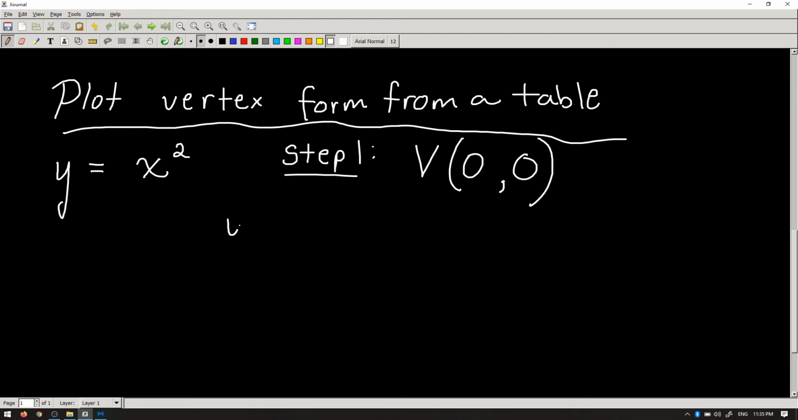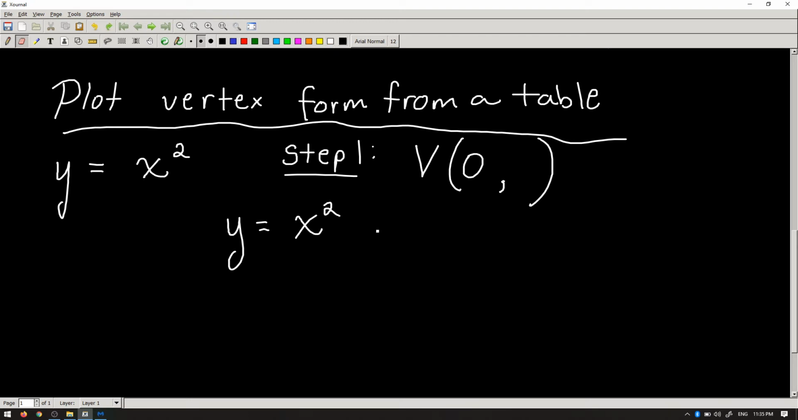Now, let's say I had y equals x squared plus 2. Well, that just means that the y-coordinate changes to 2 because I still don't have a bracket. The x-coordinate remains intact. What if I had a minus 2? Then the vertex will change to 0, minus 2.